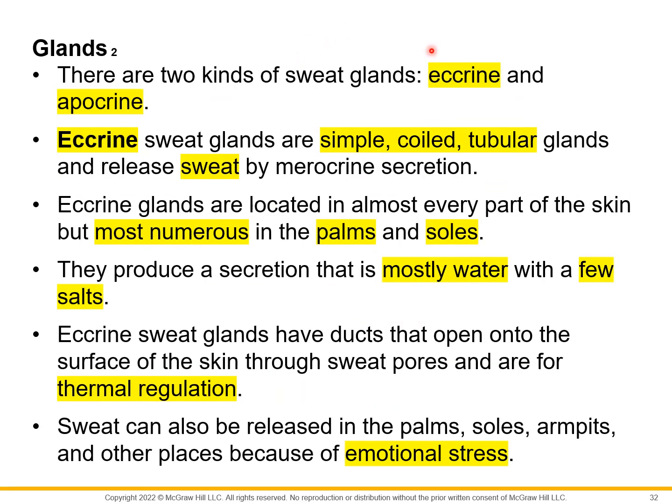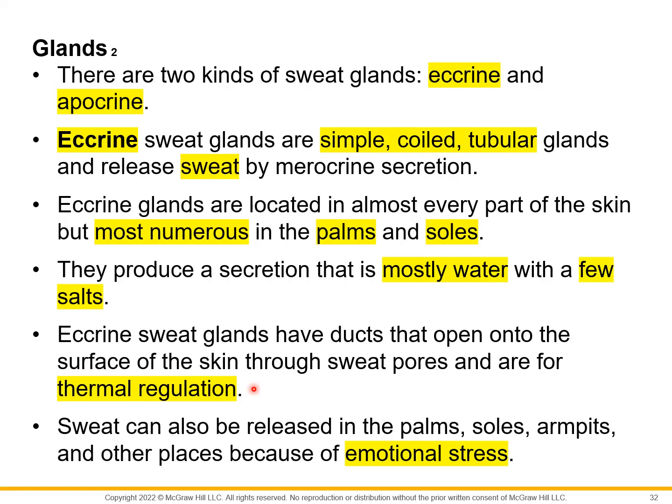Next are sweat glands. So as it says here, there are two types of sweat glands, eccrine and apocrine. So unahin natin pag-usapan yung mga eccrine sweat glands. Alright? So they're usually found at the palms and soles. Okay? So sa mga palad daw natin and sa talampakan, dun tayo usually makakahanap ng eccrine sweat glands. So they produce a secretion that is mostly water and a few salts, all right? And they're usually there for thermal regulation, meaning the regulation of our body temperature.